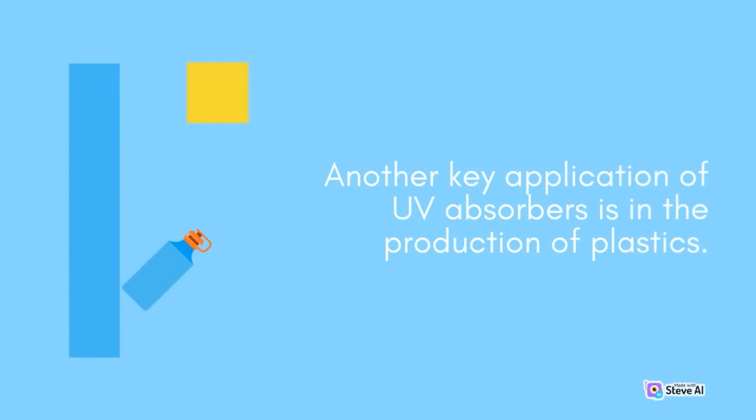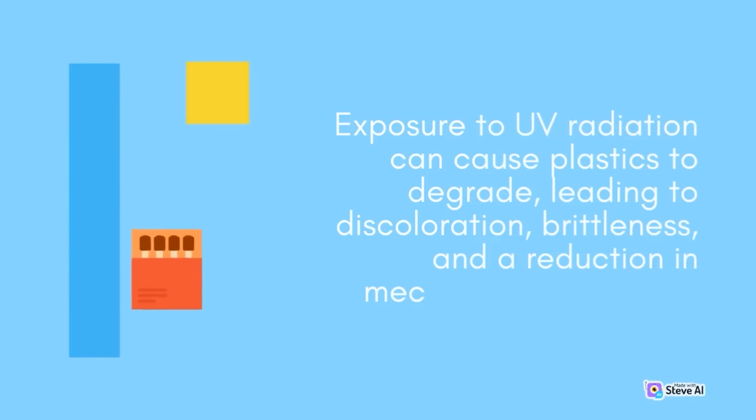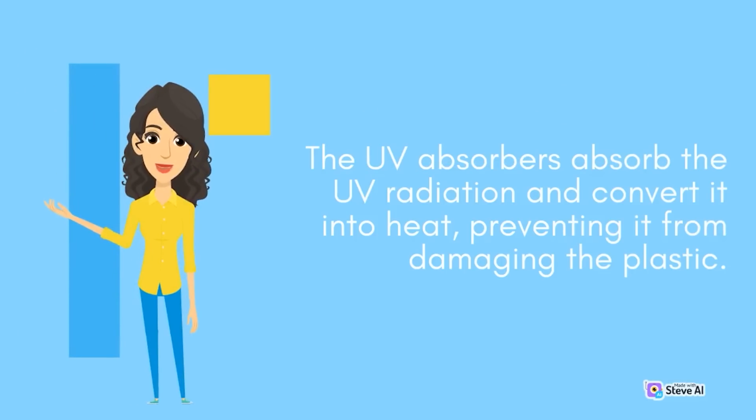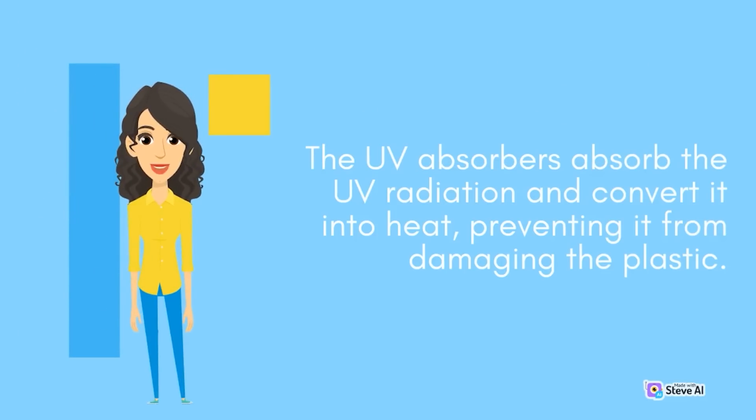Another key application of UV absorbers is in the production of plastics. Exposure to UV radiation can cause plastics to degrade, leading to discoloration, brittleness, and a reduction in mechanical properties. To prevent this degradation, UV absorbers can be added to plastics during the manufacturing process. The UV absorbers absorb the UV radiation and convert it into heat, preventing it from damaging the plastic.